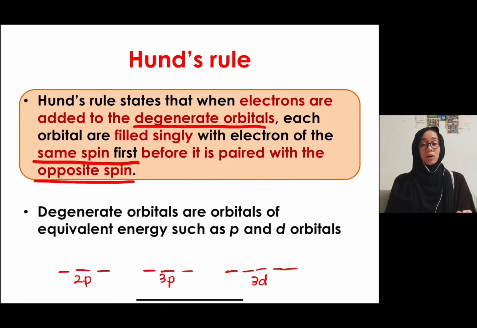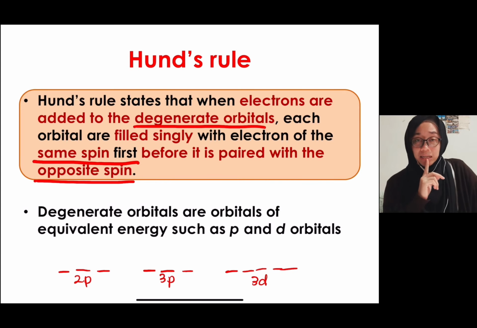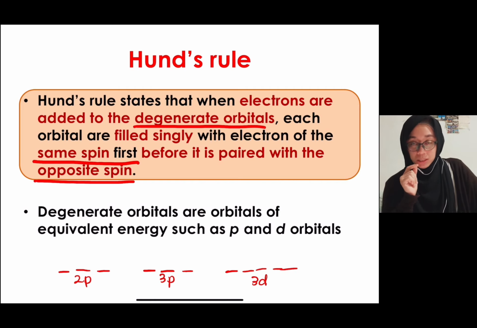Okay, so 2p ada 3 orbital kat situ. But bear in mind, ketiga-tiga orbital kat situ have the same energy. Okay, same goes to 3d. 3d has 5 orbitals, but all 5 orbitals have the same energy. So that is what we call the degenerate orbitals. Okay, so apa yang dimaksudkan dengan it must be filled singly with electrons of the same spin first before it is paired with the opposite spin.